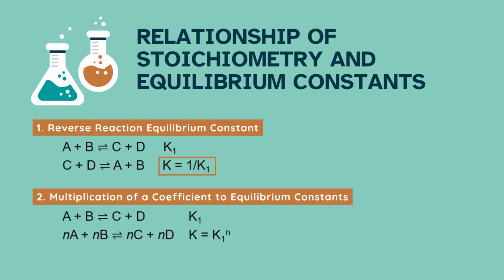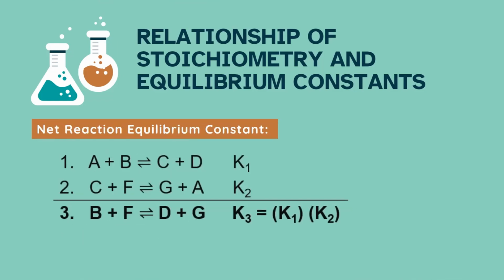Now for the second case, it states that the equilibrium constant of a reaction that has been multiplied by a number, which is denoted by the small letter n here, is equal to the original equilibrium constant raised to a power equal to that number. And lastly, the equilibrium constant for a net or a total reaction made up of two or more reactions is just the product of the equilibrium constants for the individual reactions.